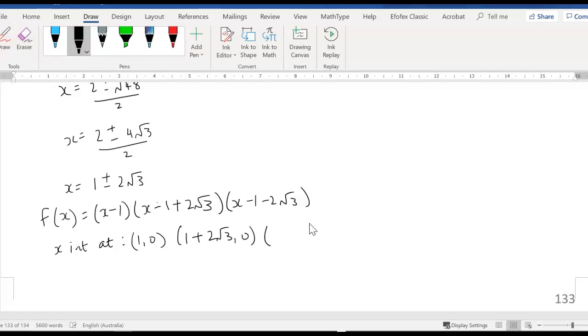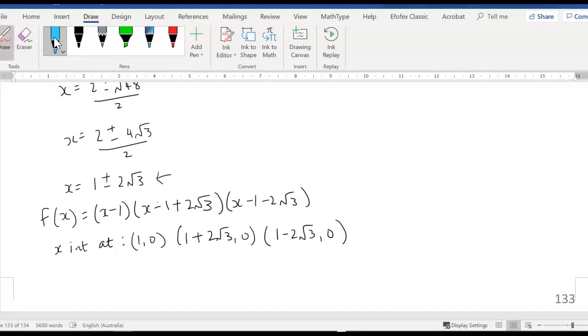1 plus 2 root 3, 0 and 1 minus 2 root 3, 0. So this is giving us the x values when y is equal to 0. I'm just making sure that I've put my factors in correctly. I'm pretty sure I have. All right, so we've got our x-intercepts there.